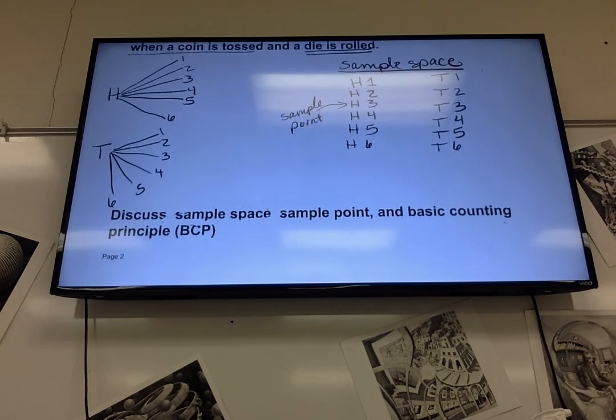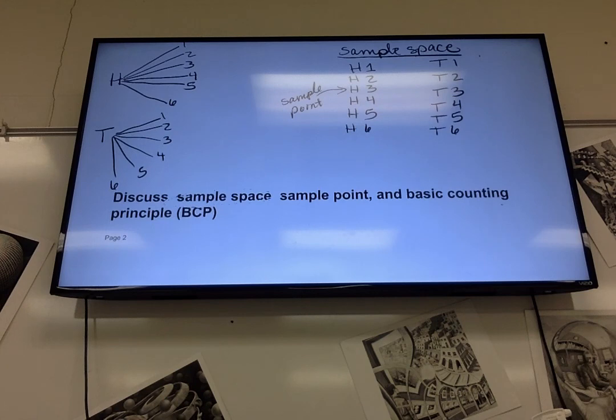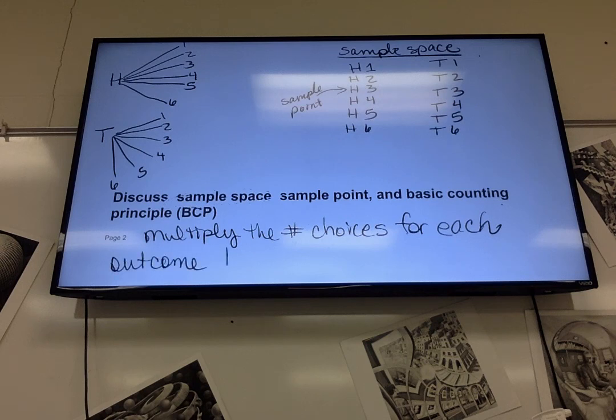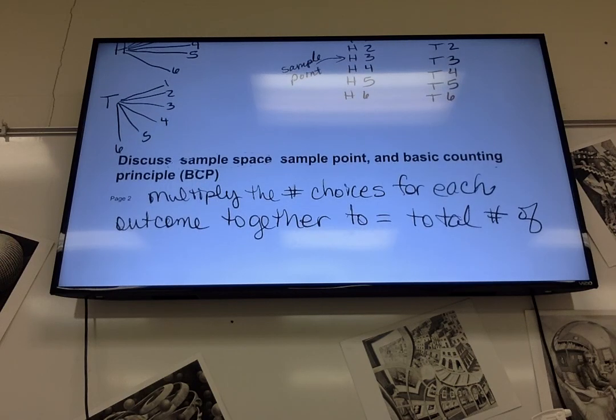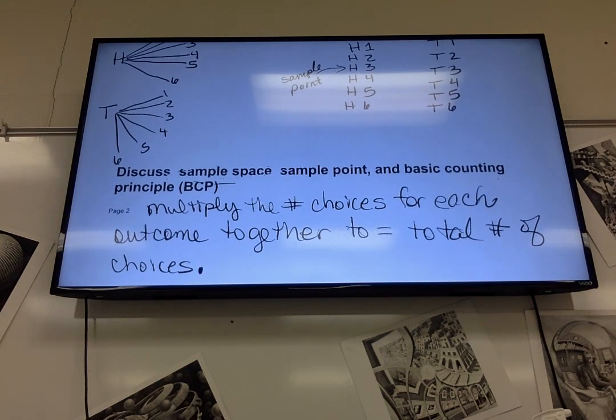And the basic counting principle, also called the BCP, is when you multiply the number of choices for each outcome together to equal the total number of choices. That's the BCP, or the basic counting principle.